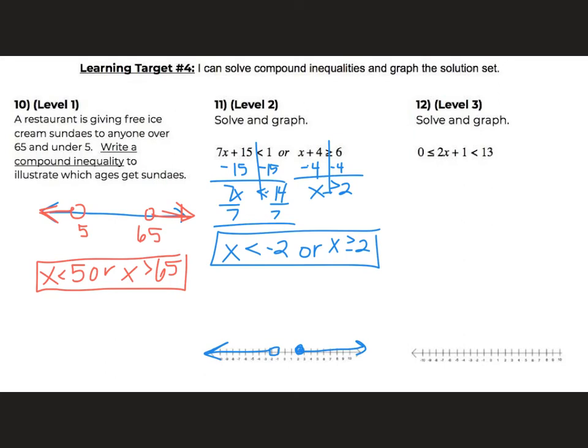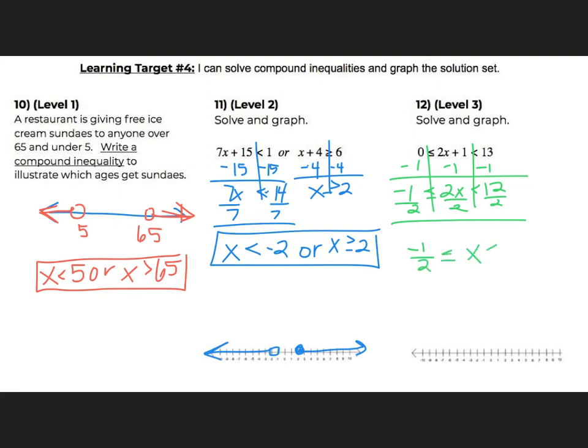And last problem. We're going to start by subtracting 1 from all 3 sides, leaving us with -1, 2x in the middle, 12 on the right. Next, we'll divide by 2 all 3 places. So on the left, we're left with -1/2, x and 6. So as we graph this, -1/2 is going to be in between 0 and -1, and we have a closed dot. Open dot on +6, and this is an and, so we're connecting in between these 2 points.